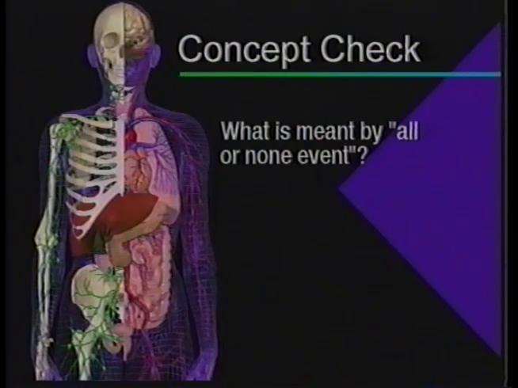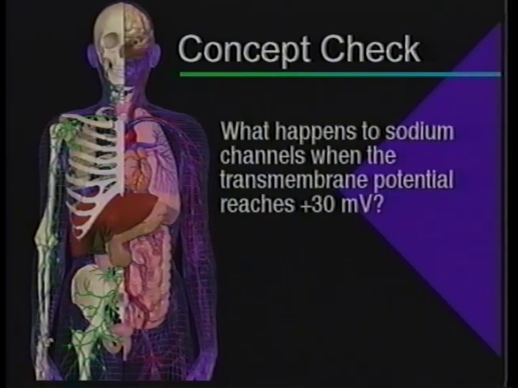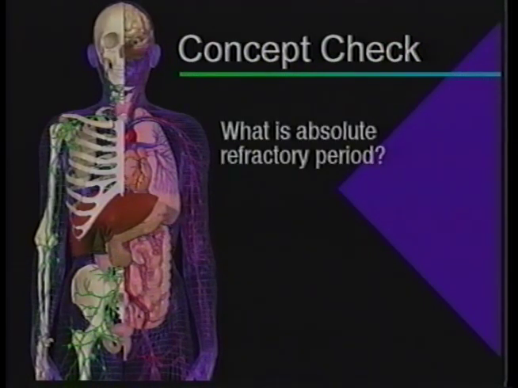What is meant by all or none event? What happens to sodium channels when the transmembrane potential reaches positive 30 millivolts? What is absolute refractory period?